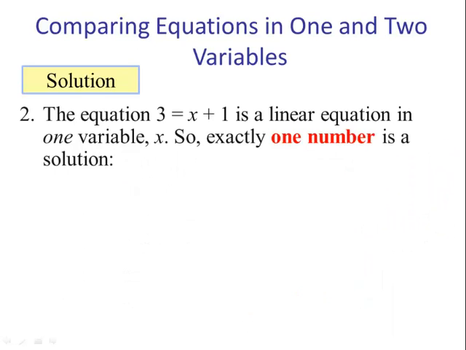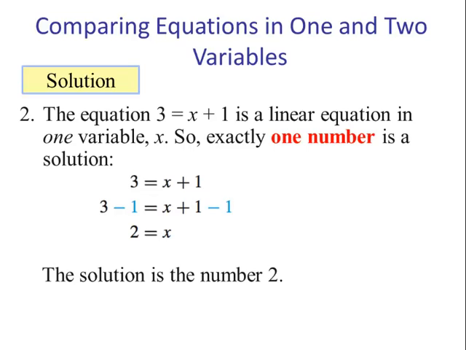Number 2, the equation 3 equals x plus 1 is a linear equation in 1 variable, only x. So it has 1 number that is a solution. Subtract 1 from both sides, we see x is 2. So the solution is 2. It only has 1.